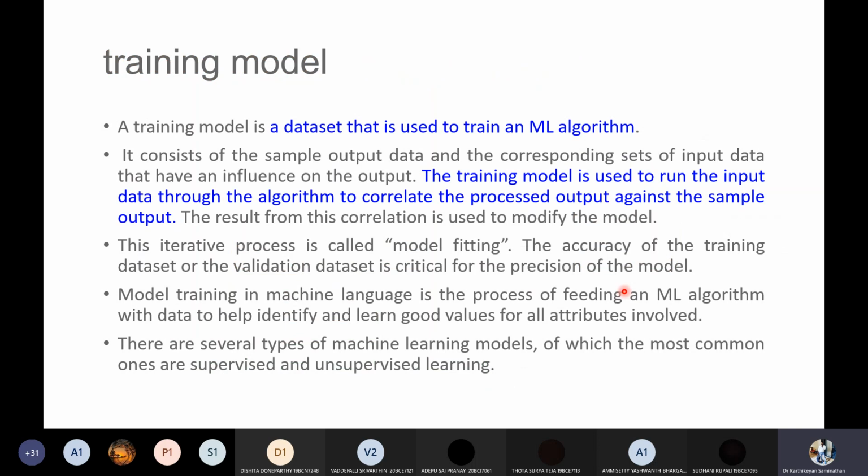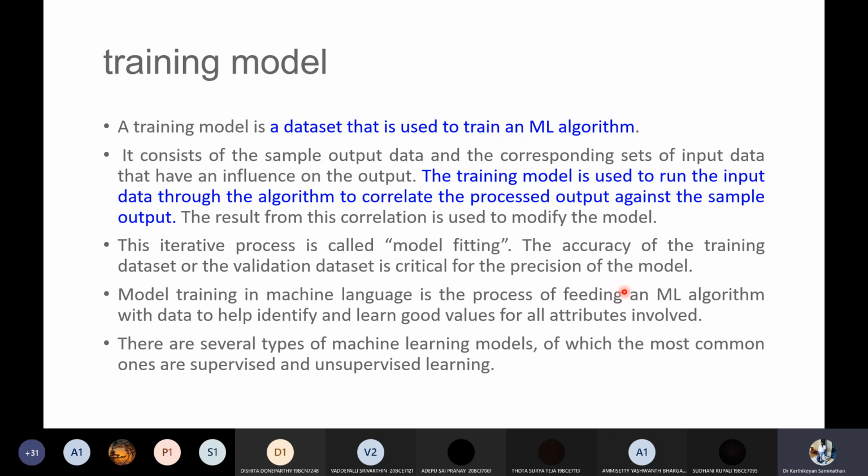What do you mean by this training model? A training model is nothing but a data set that is used to train an ML algorithm. So how will the training model work? The training model is generally used to run through the input, through the algorithm. There will be some kind of machine learning algorithm in order to correlate the processed output against the sample output, right?